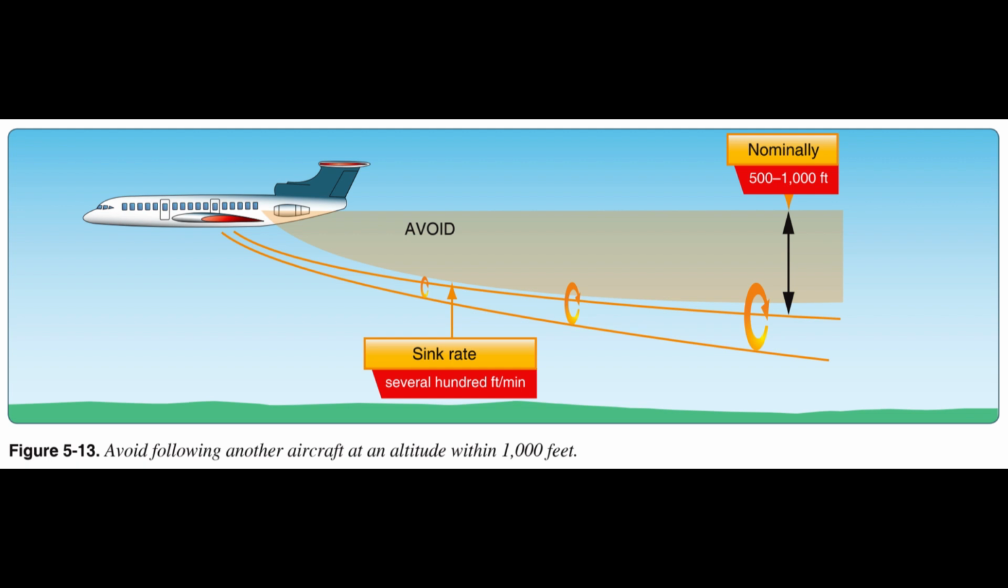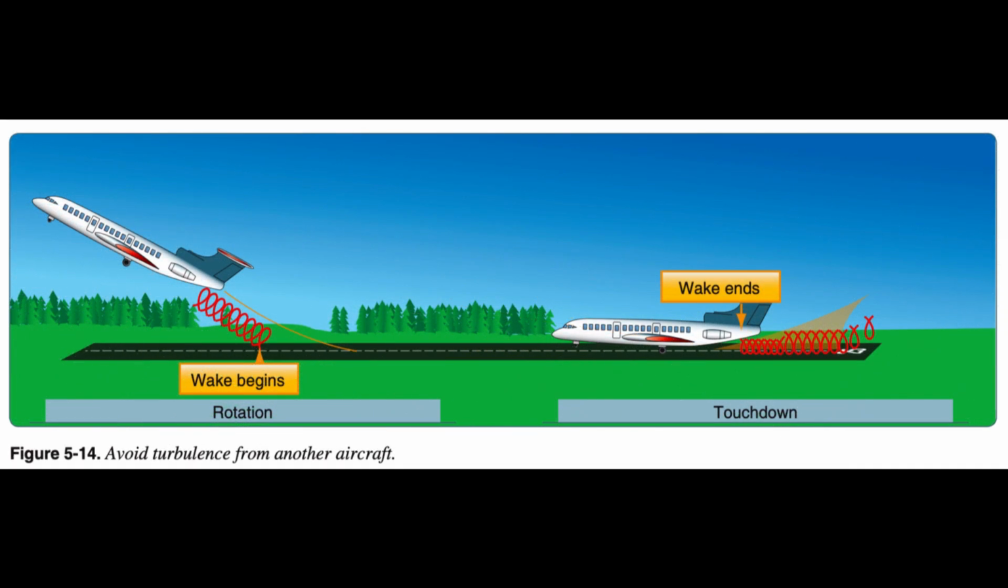1. Avoid flying through another aircraft's flight path. 2. Rotate prior to the point at which the preceding aircraft rotated when taking off behind another aircraft. 3. Avoid following another aircraft on a similar flight path at an altitude within 1,000 feet. Figure 5.13. 4. Approach the runway above a preceding aircraft's path when landing behind another aircraft and touch down after the point at which the other aircraft wheels contacted the runway. Figure 5.14.